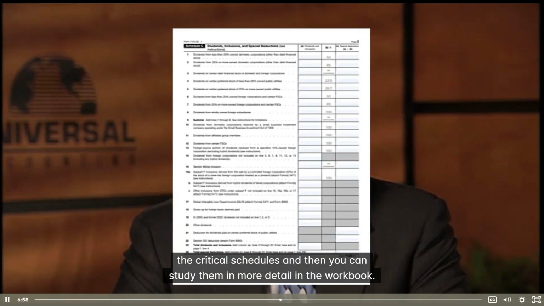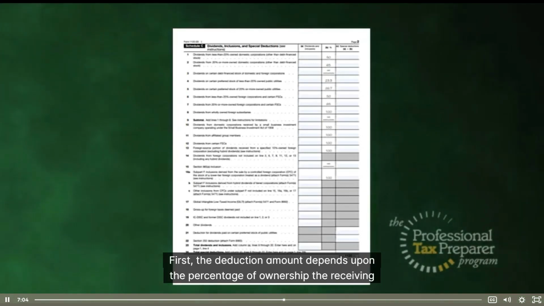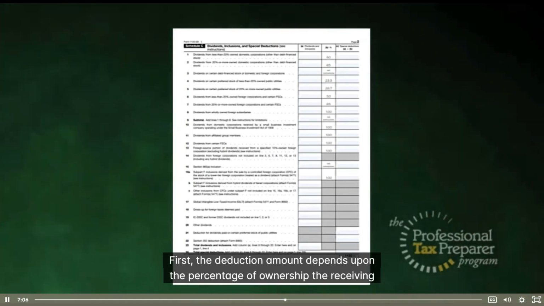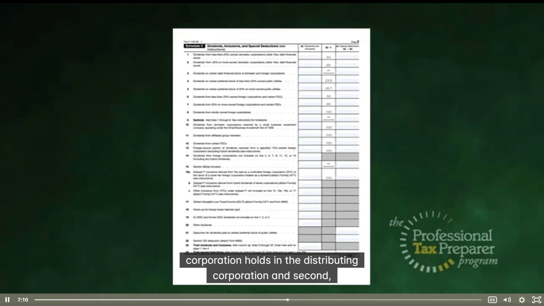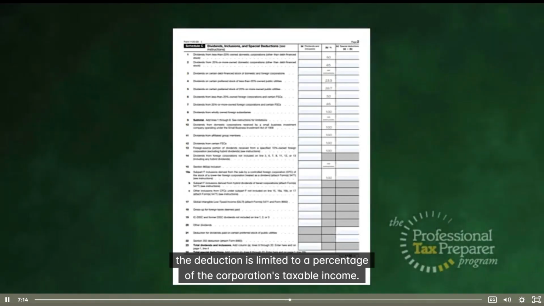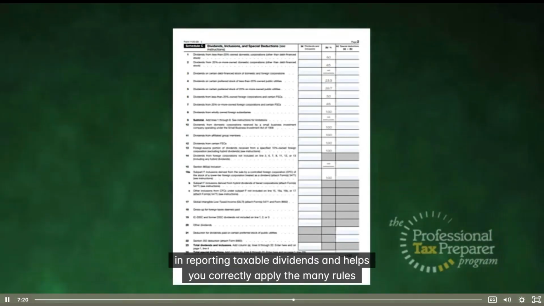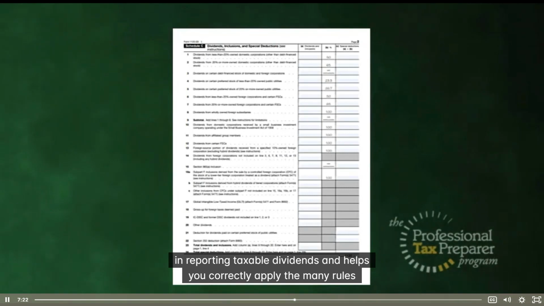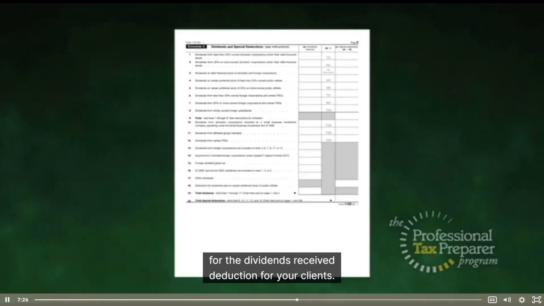As mentioned, Schedule C helps eliminate triple taxation. First, the deduction amount depends upon the percentage of ownership the receiving corporation holds in the distributing corporation. And second, the deduction is limited to a percentage of the corporation's taxable income. Schedule C assists the corporation in reporting taxable dividends and helps you correctly apply the many rules for the dividends received deduction for your clients.